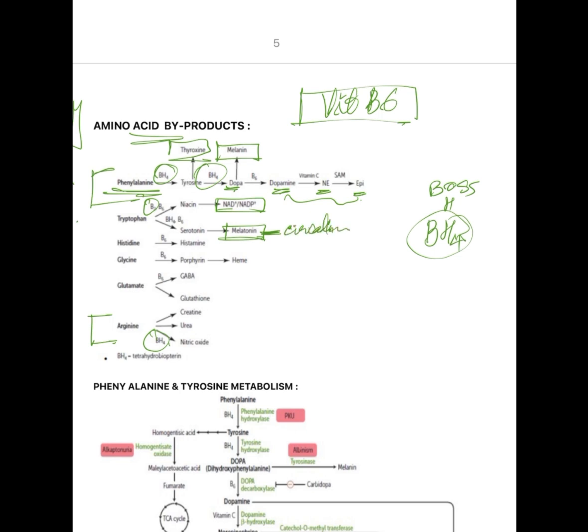Okay. Then there is histidine, which is forming histamine. This is easier to remember. Then there is glycine, which is forming your heme and porphyrin. Then there is glutamate, which is forming all the G related, GABA and glutathione. Then the last important thing, arginine. As soon as you remember arginine, you have to remember that it forms urea and nitric oxide. Nitric oxide is a vasodilator. Okay, remember this, and remember the vitamin used as coenzymes in forming the following byproducts.